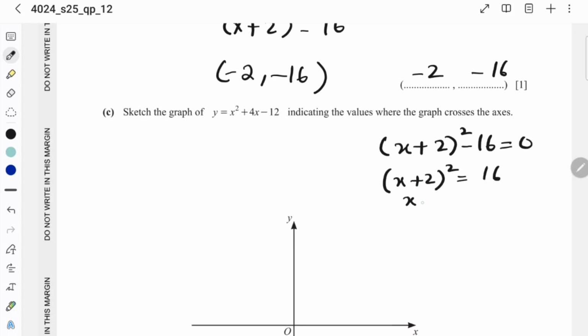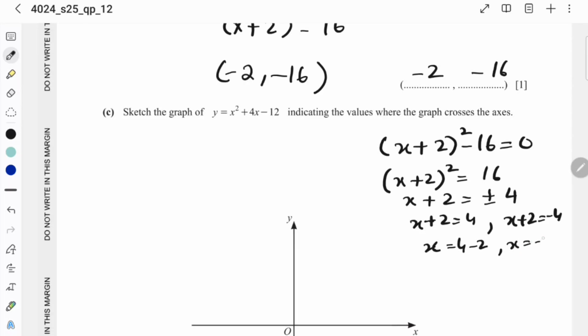Equals 16, x plus 2 is equal to plus or minus 4. I took the square root, and then I'm going to find the values. x plus 2 is equal to 4, because I have to give the values where it crosses, the x-intercept and y-intercept both. x plus 2 is equal to minus 4. x equals 4 minus 2, and x equals minus 4 minus 2. Okay, x equals positive 2 and minus 6.